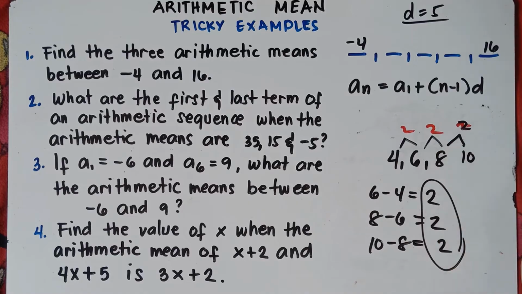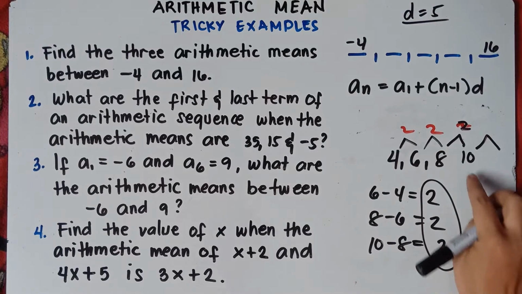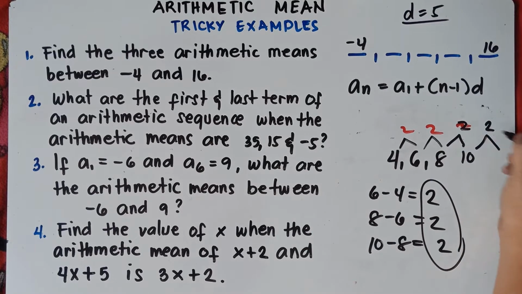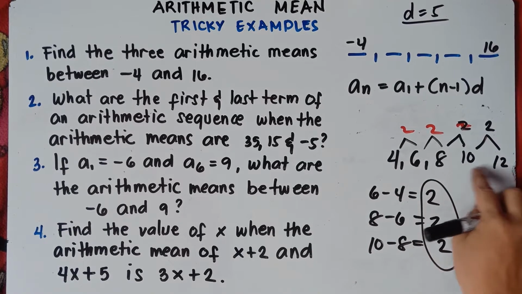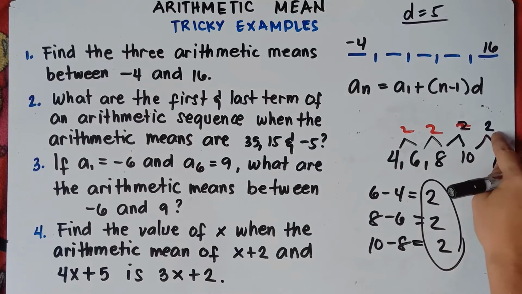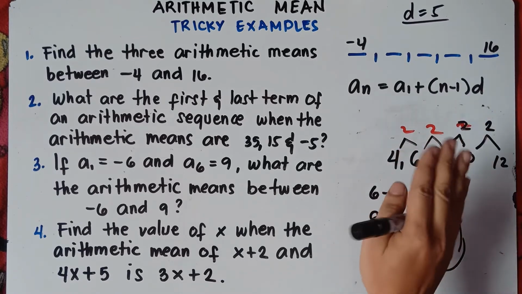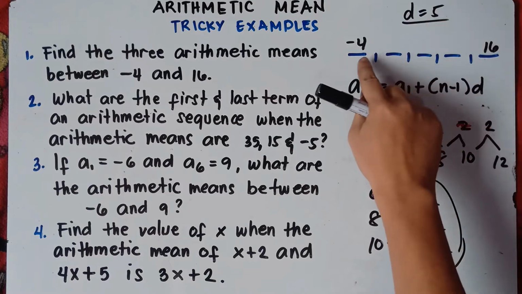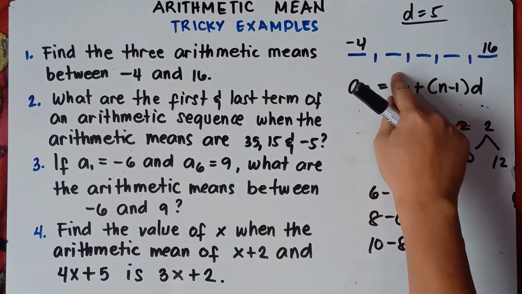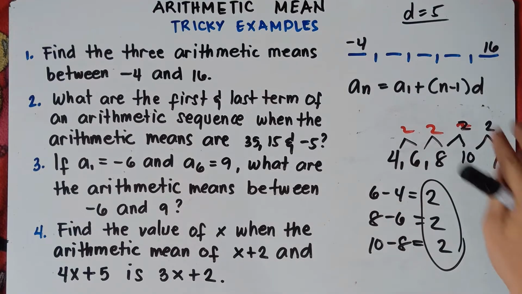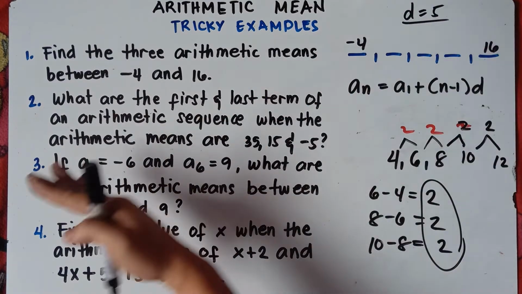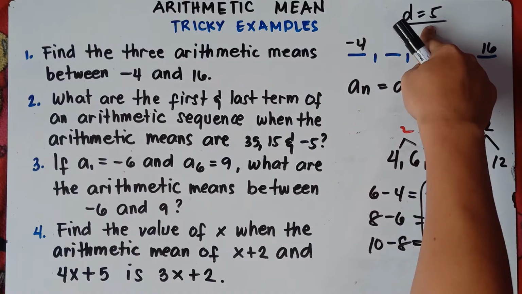So going to the right, once again, our common difference is 2. So 10 plus 2 is 12. If you're going to the left, 12 minus 2, or 12 minus 10, that would be 2. The common difference is 2. So since we have the common difference, which is 5, to get the next number after 4, you simply add 5. Going to the right, you add the common difference. Going to the left, you subtract the common difference.